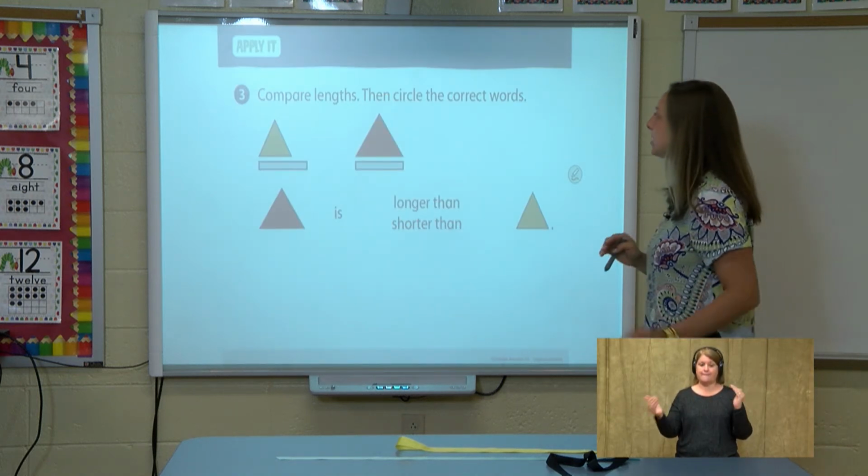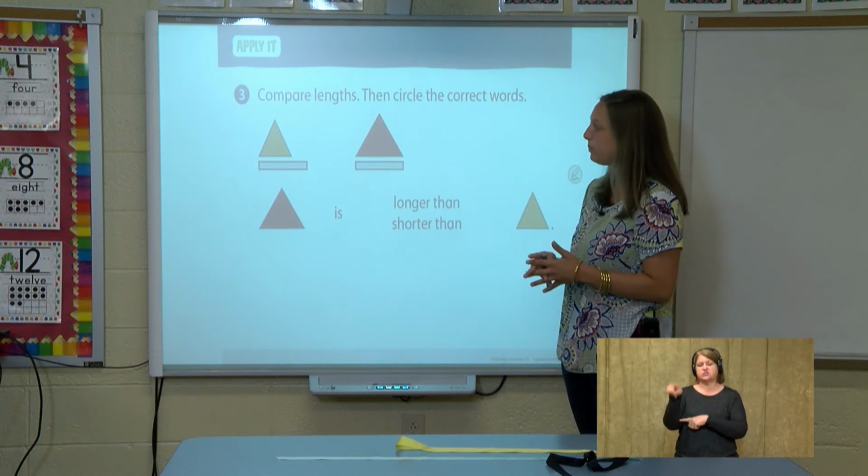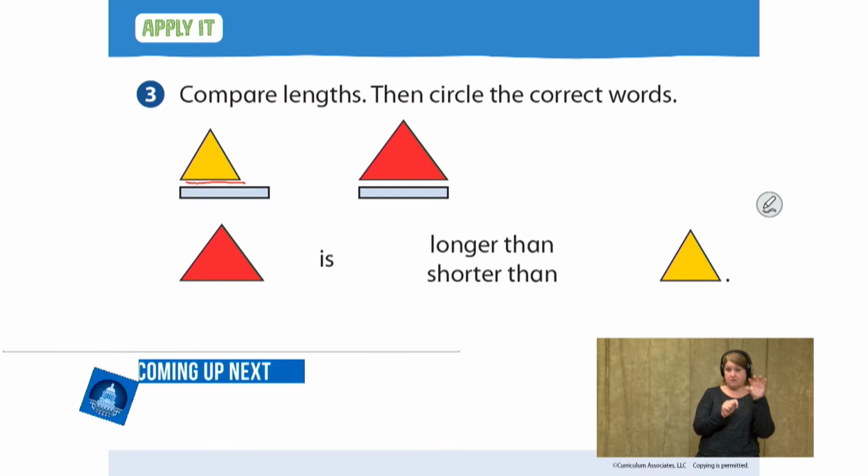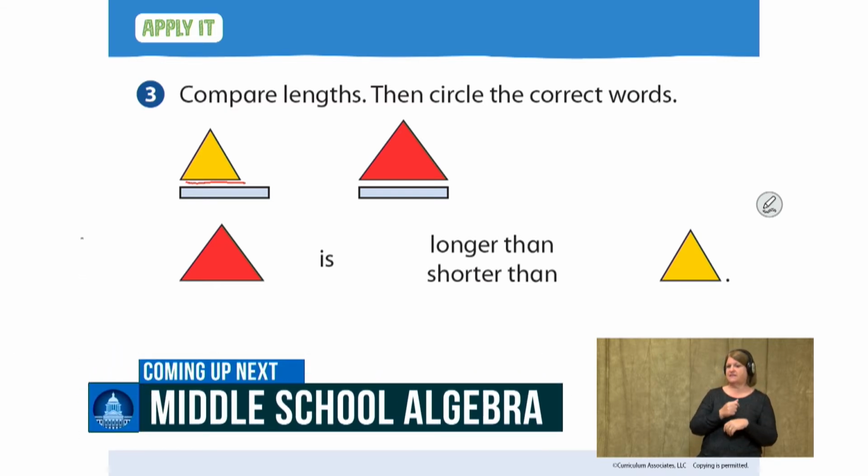Compare the lengths and then circle the correct words, okay? We're comparing the lengths of these triangles. We have this yellow triangle. There's the length of the yellow triangle, and here's the length of the red triangle. They brought the length of the red triangle over here to show you the length of the comparing to the yellow triangle. So let's read it and then you think about it.